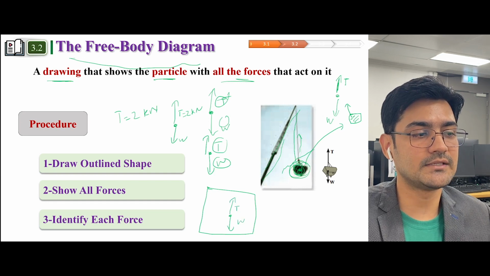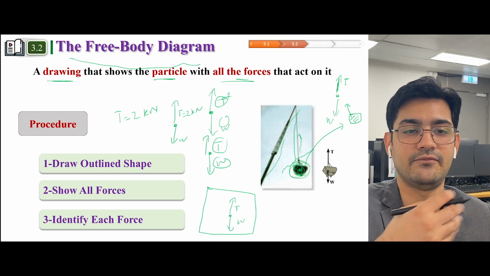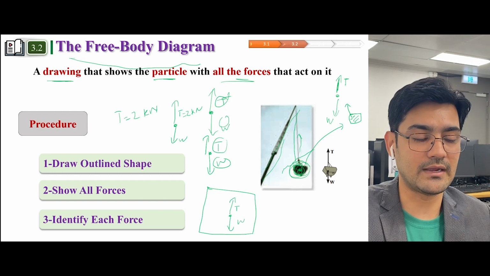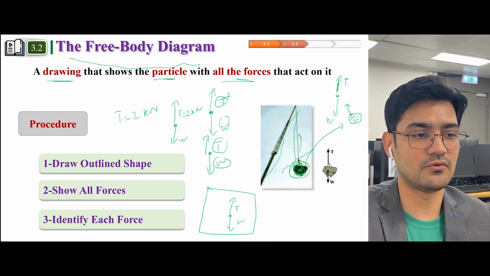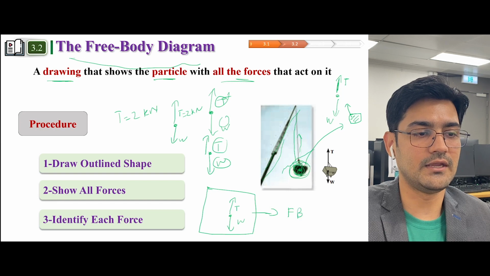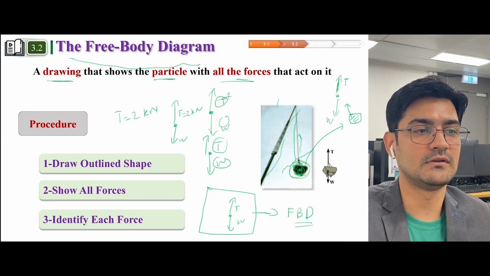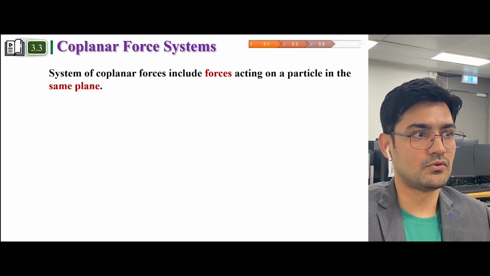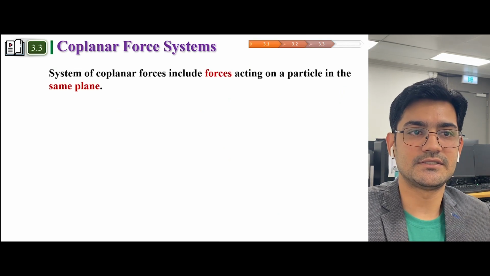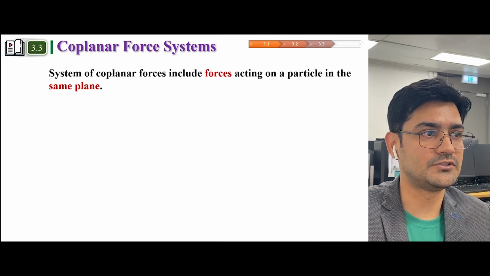And the third step is to identify each force. That is, if we know the magnitude of the force, then we can write out the magnitude of the force. But right now we don't have the magnitude of the force, so this would be our free body diagram for this example. Okay, so the third section is about coplanar force systems.